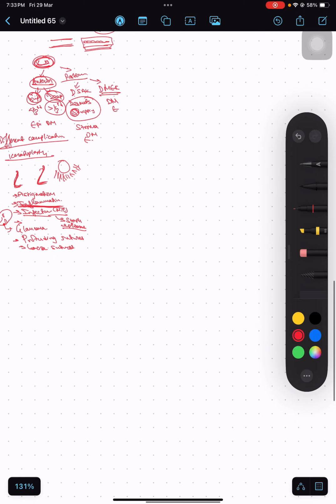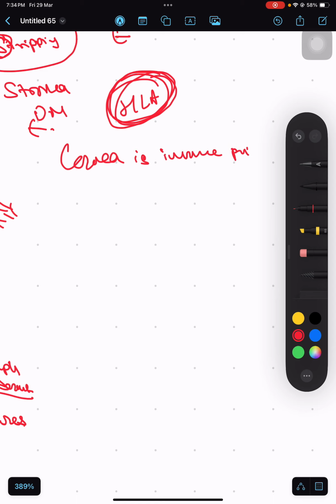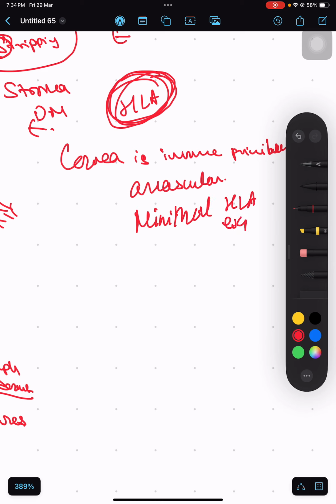Now remember, normally the cornea does not have HLA. Even though it has some, graft rejection is very rare. So it is said that the cornea is immune privileged. Corneal graft rejection is uncommon because it is avascular, it has minimal HLA expression, and it has an absent lymphatic structure.